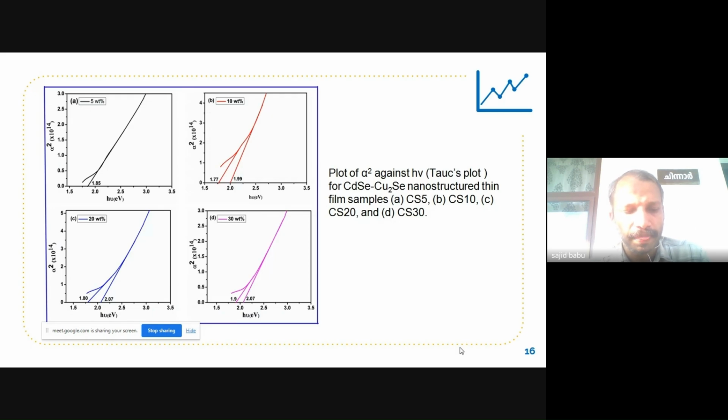And also we have plotted the band gap values for the films. For CS5, at 5%, we got only one band gap value, and as the percentage increases, we obtained 2 band gap peaks corresponding to CDSC and C2SC. The band gap value increases with the increase in the weight percentage.